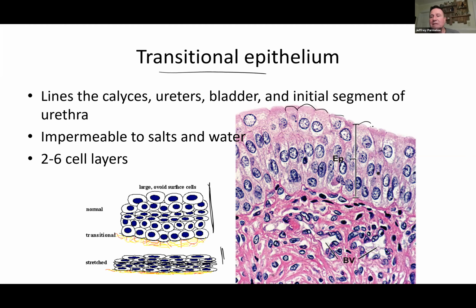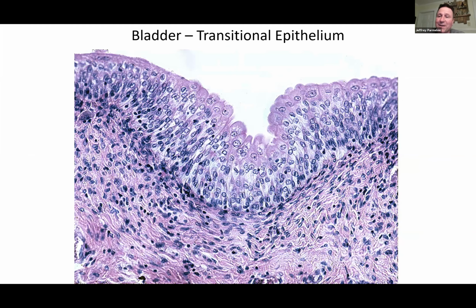Another thing about this transitional epithelium is that it's a good barrier. Like in your bladder, you don't want the pee to leak out into the tissue. So it's impermeable to water and salts. It's a nice barrier, keeps the urine in the tubes and bladder. Isn't that beautiful? Look at that. There it is. Transitional epithelium.